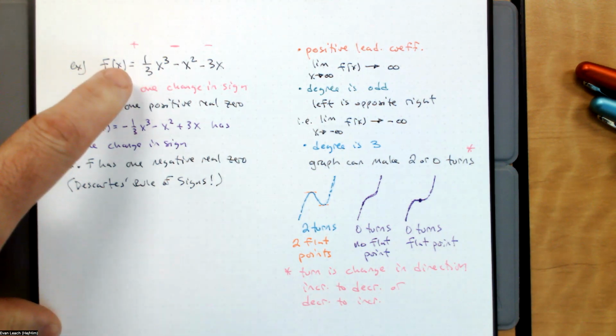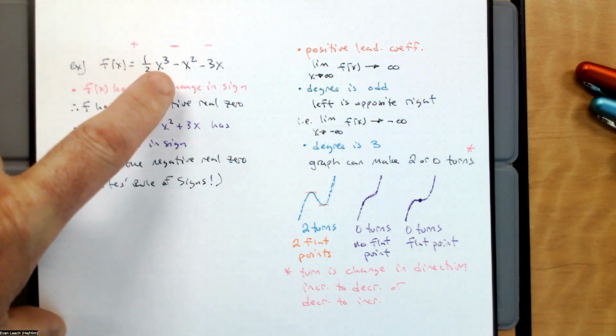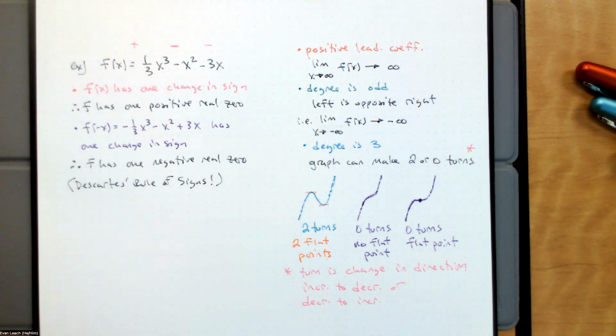We just count the number of sign changes. It starts off positive, then negative, then negative. It changed signs 1 time. So Descartes' rule of signs says there's 1 positive real zero. That's your obscure math knowledge for the day.